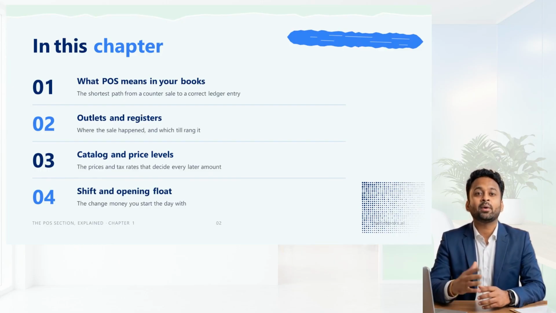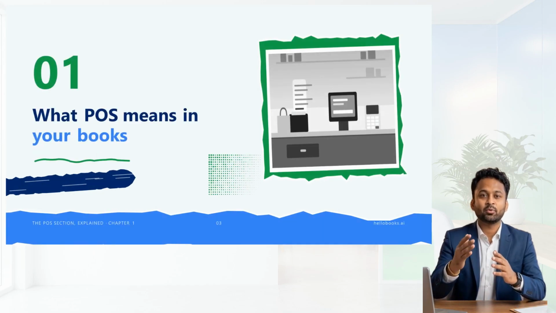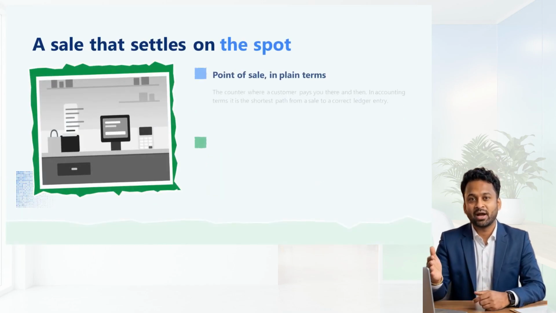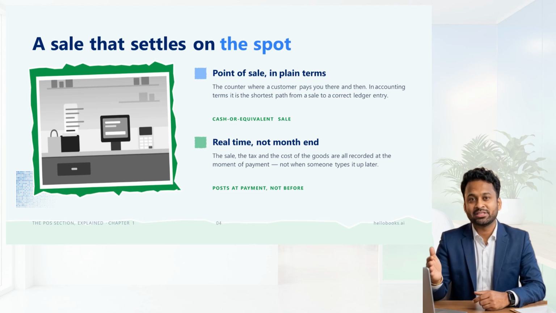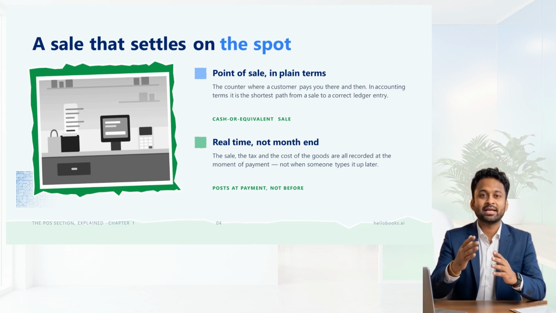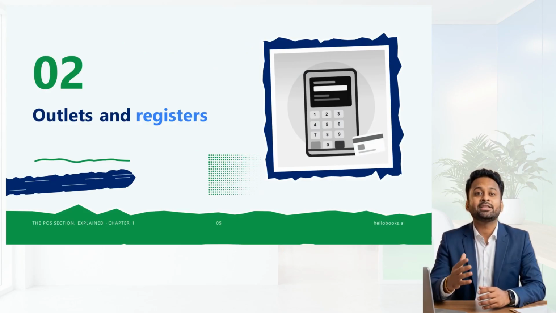First, what the POS section actually means inside your books. Point of sale is the counter where a customer pays you there and then. In accounting, it's the shortest path from a sale to a correct ledger entry, and it posts at payment, never before. Next, the places you sell from, outlets, and the registers inside them.